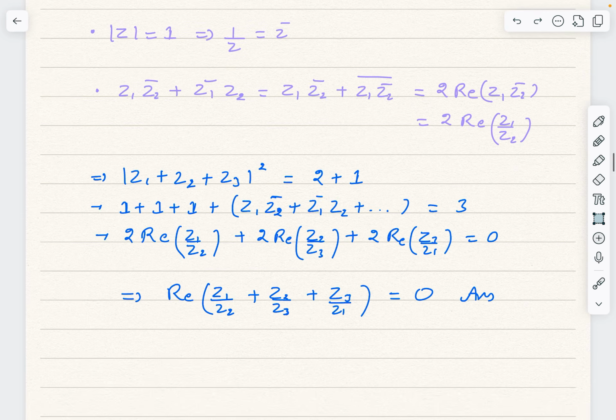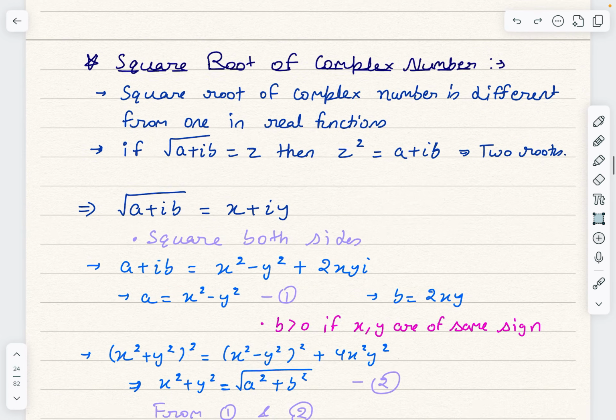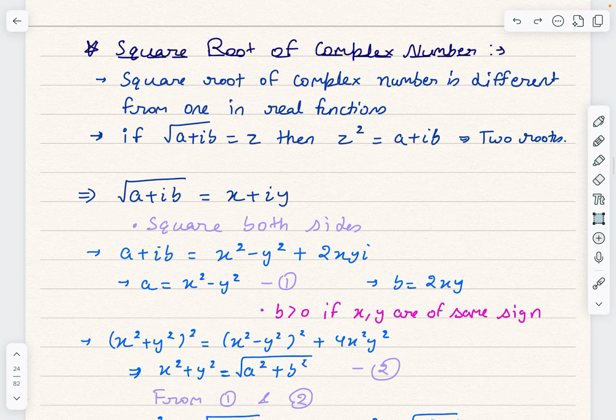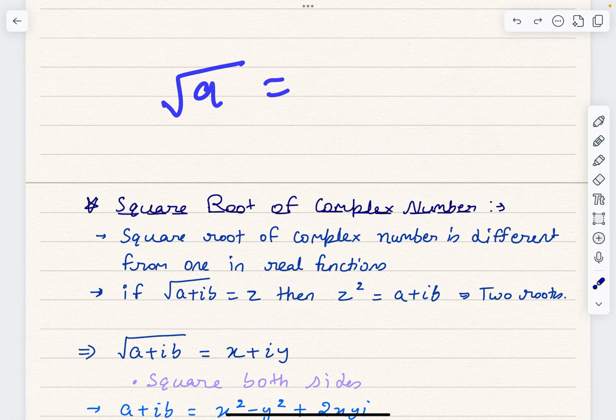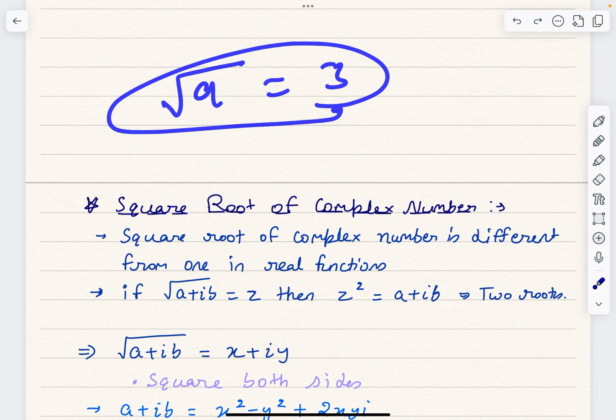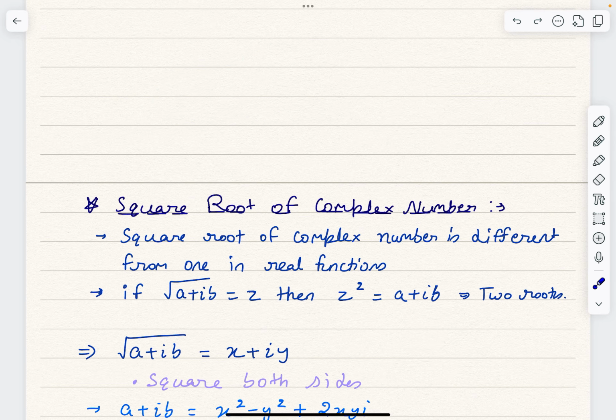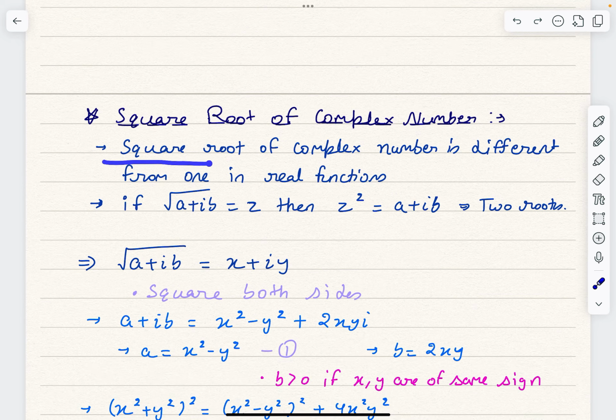Okay, guys, next. Next, we'll discuss how do you find the square root of a complex number. See, guys, the square root of a complex number is different from the one we do in real functions. If you remember in real functions, if I say what is the square root of 9, it is just 3. That's all. There we discuss square root as a function that takes only positive values and gives only positive values. And a function always gives you only one value. But here it is not like that.